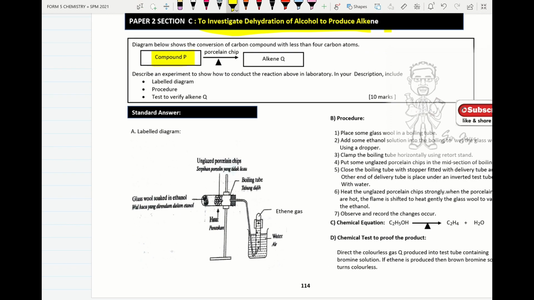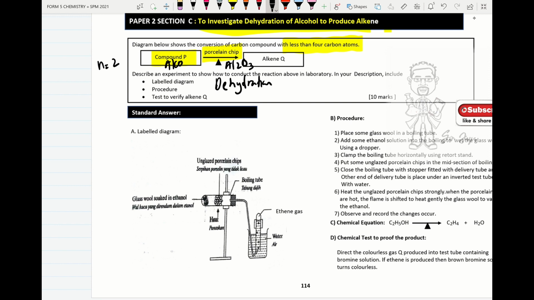So here they give compound P, less than 4 carbon, so I take N=2. Once this compound P is heated using porcelain chip, which is Al2O3, the name of this process, please remember, is a dehydration process.